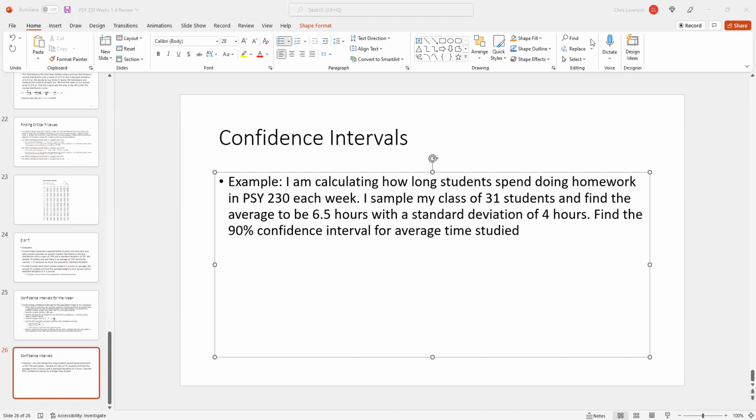Z or T? So I'm seeing a couple of Z's. What makes you think we're going to use Z?